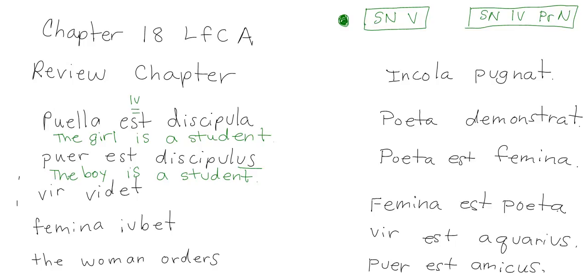Vir, this is a subject noun, videt, and this is a verb. This is simple pattern A, SNV. Vir, the man, and videt, we get from videre, the man sees. The word video. Yeah, there it is. Femina, subject noun, verb, iubet. Femina is the woman. Iubet, from iubere, the woman orders.